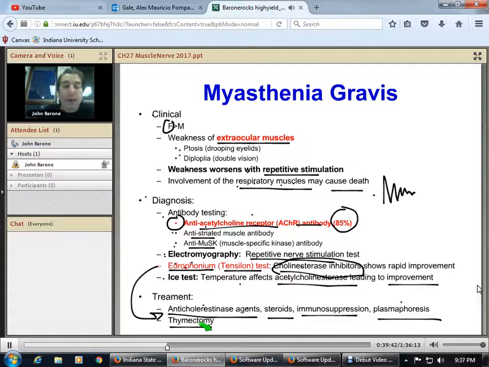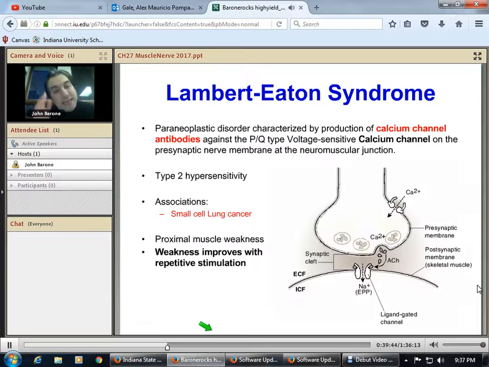They get a lot better. Okay, now I want to compare myasthenia, which everyone should know, to Lambert-Eaton, or you can call it Eaton-Lambert, depending on who you like better. This is a myasthenic syndrome. That is the opposite. It is totally the opposite. So if you know myasthenia, this is the opposite.